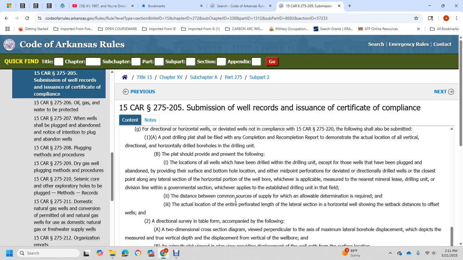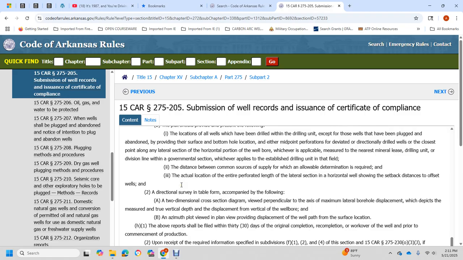The plat shall provide the following: the location of the wells which have been drilled within the drilling unit, except for the wells that are plugged and abandoned; the surface and bottom hole location; the midpoint perforation of the deviated or directional drilled well, the closer point along the lateral section of the horizontal portion of the wellbore, whichever applies, to the nearest mineral lease of the drilling unit, division line, or governmental section, whichever is applicable; the drilling unit field, with the distance between the common surface, with the applicable determination required.